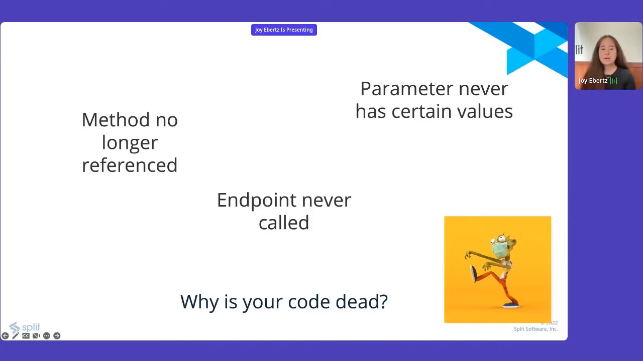Or maybe you have an input parameter into a method that just never has certain values. So like an if block never gets hit because it just never has that value. And these can all stack on top of each other. So it might be the case that you have a method that looks like it's called with certain parameter values, but maybe it never has some of those because the endpoint that would have passed those is never called. Or maybe the method itself is never called because it's called from dead endpoints, right? So it becomes very, very difficult to tell which pieces of your code are actually in use.